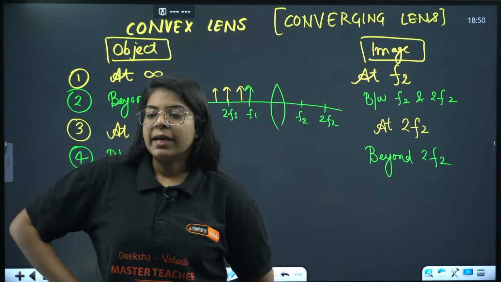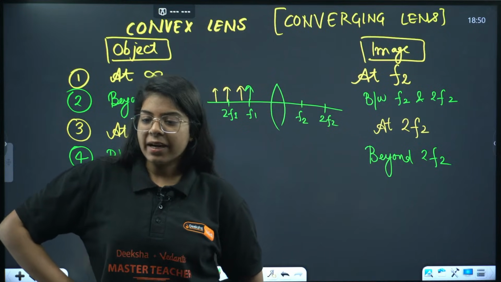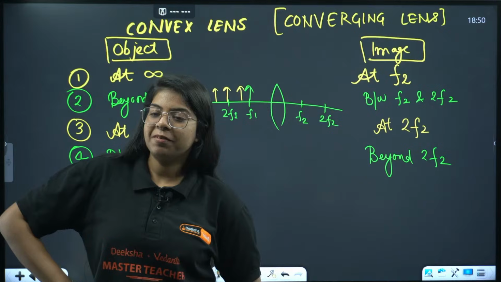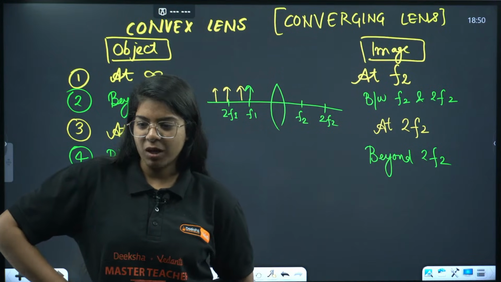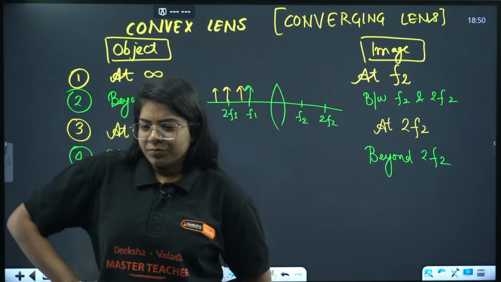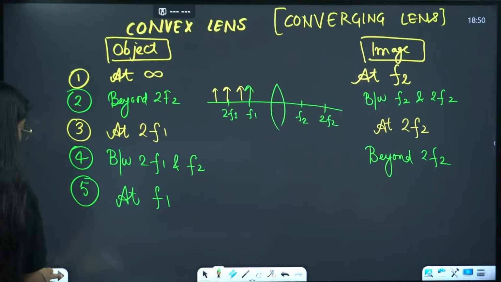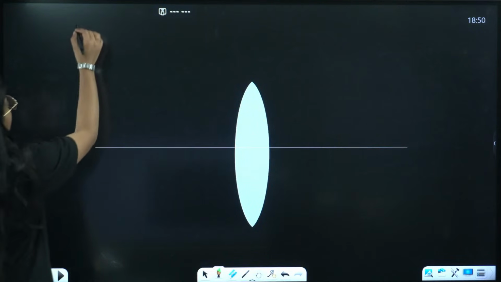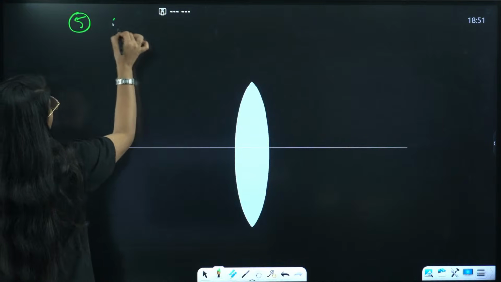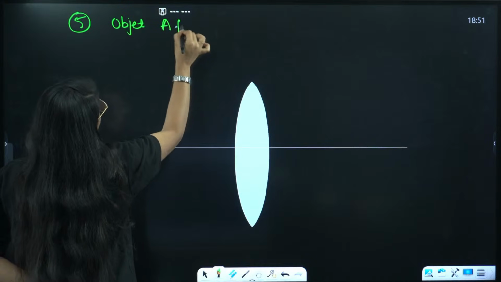All clear. In the fifth case, the image is formed at infinity. It is real, inverted and highly magnified. Very good. Seema and Yuvan are winning the game here. Everyone, okay. Very good. Let's make the image. In the fifth case, we have the object at f1.